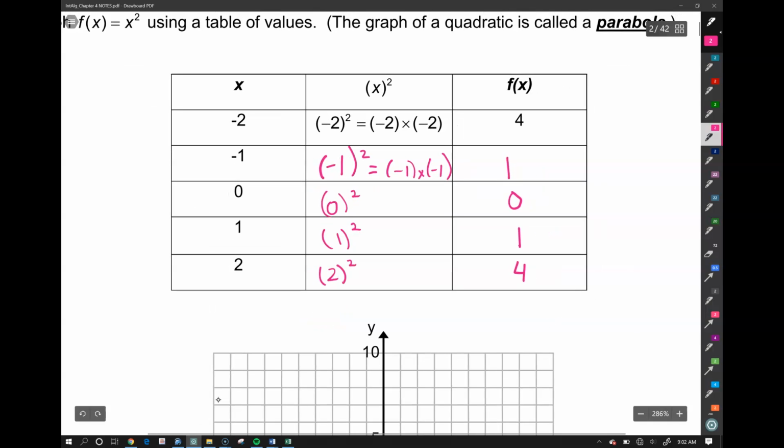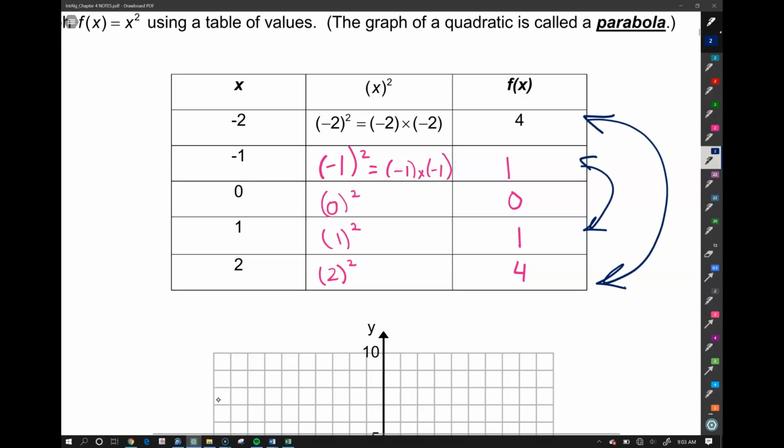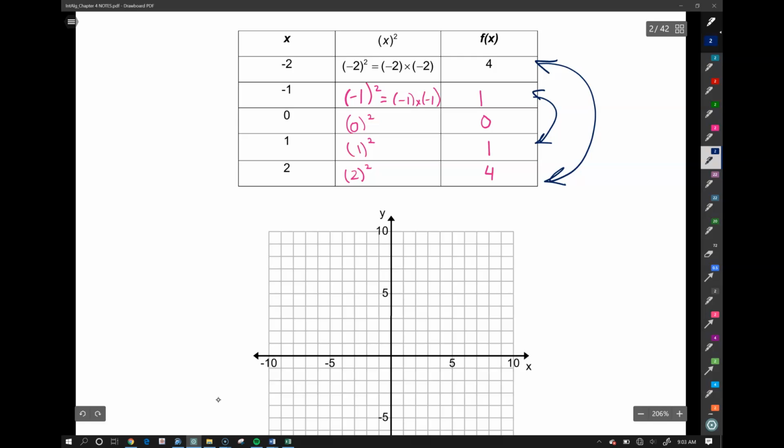What do you notice about the numbers? You don't get negatives. They're not negative because we're squaring. And also, look how those match up. Interesting. We're going to focus more on that later. I just want you to see the pattern. All right. So my first point is -2, 4. Then I have -1, 1, 0, 0, 1, 1, and 2, 4. All I'm doing is plotting my x, y coordinates, right? We found y based on x. We plugged x into the equation and found what y is.